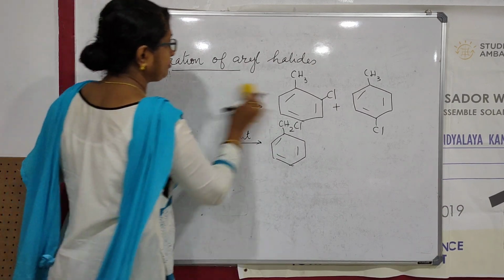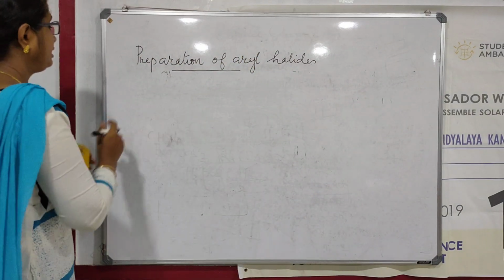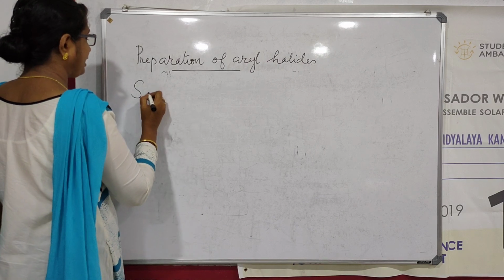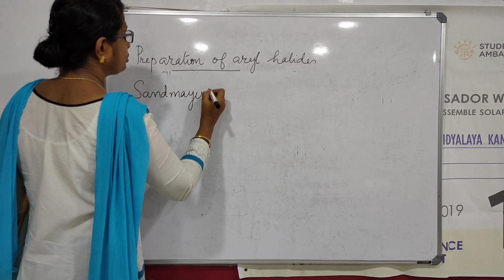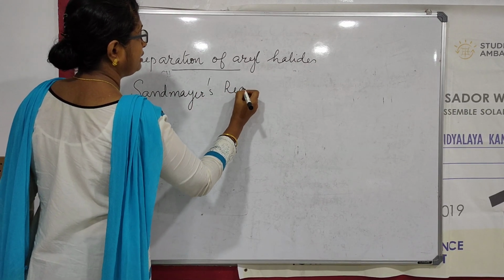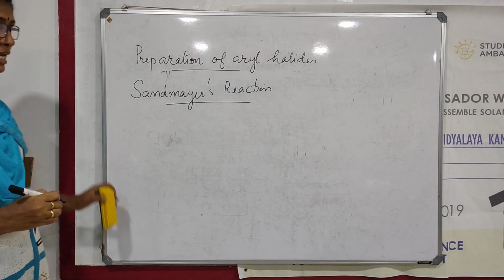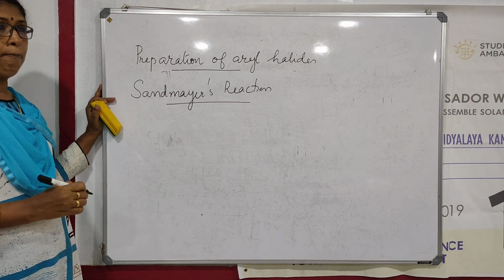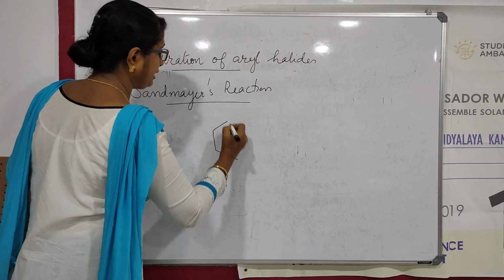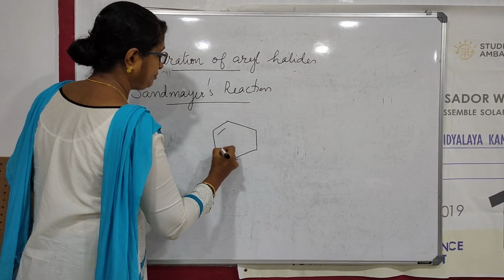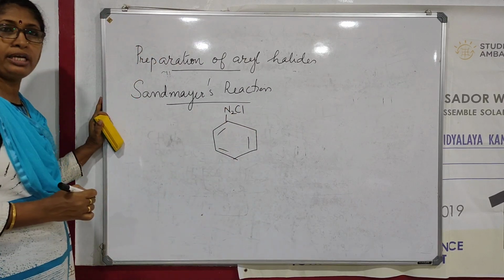Now the next preparation is a name reaction, called the Sandmeyer reaction. You have your memory card with you, so add the Sandmeyer reaction. In the Sandmeyer reaction, what we use is benzene diazonium salt. Benzene diazonium salt is C6H5N2Cl, benzene diazonium chloride.